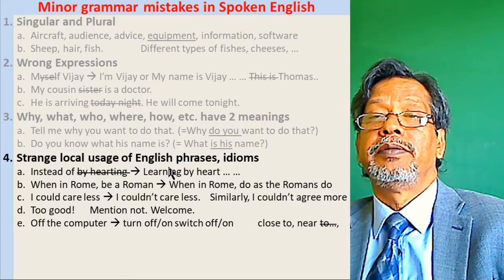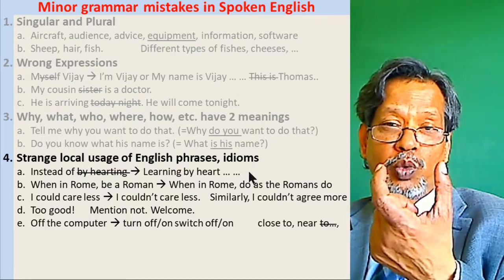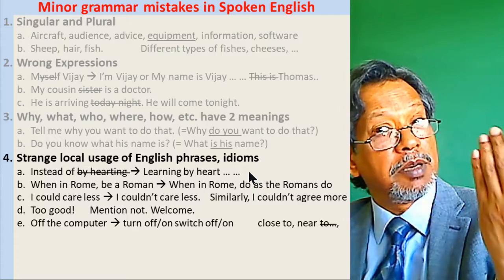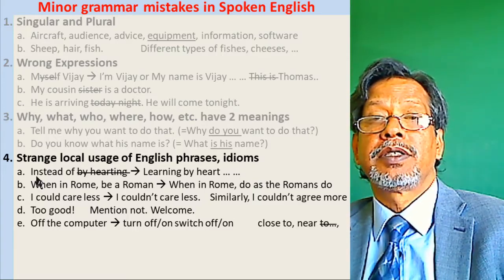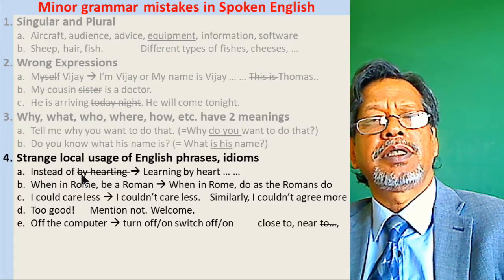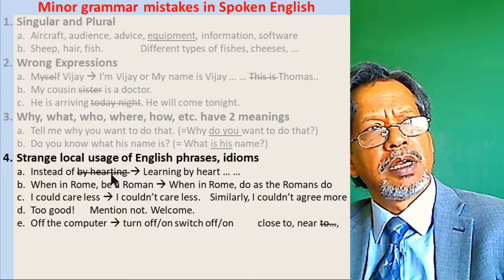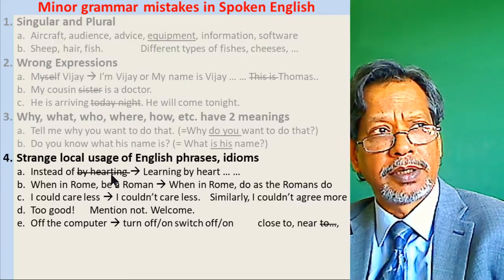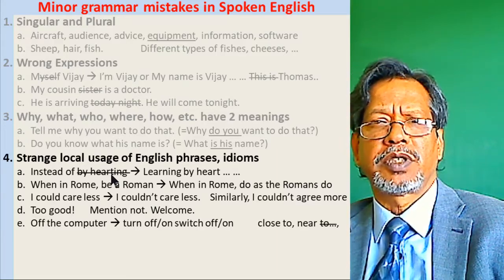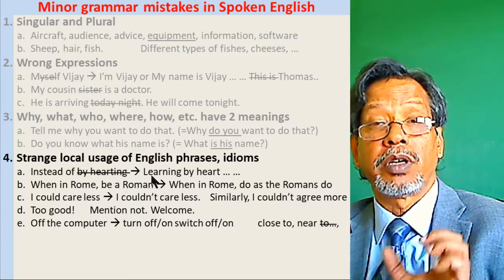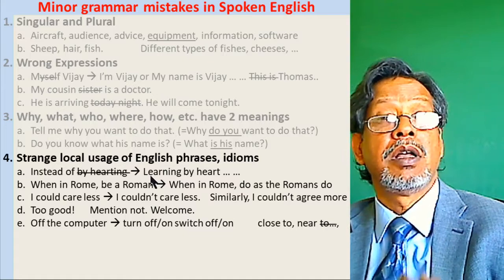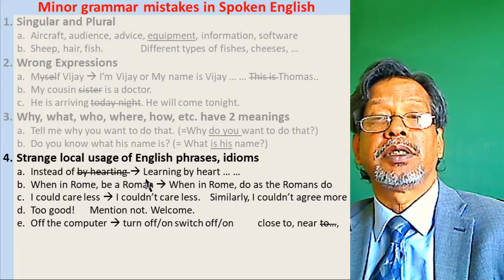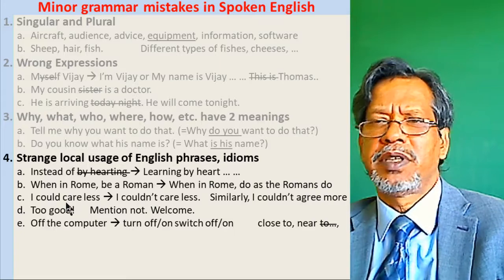Now let's see strange local usage of English phrases or idioms. You know what idioms are? A group of words. Literally, it can mean something, but the actual meaning is something else, some deeper meaning. Many people say "by hearting." An English teacher, a very good teacher on YouTube, was saying "by hearting." No, this is not the right way to say it. It's called learning by heart. Learn by heart means to memorize. By heart is not a verb. Learn by heart is the verb. Instead of saying by hearting, say learning by heart. Or just simply say memorize.